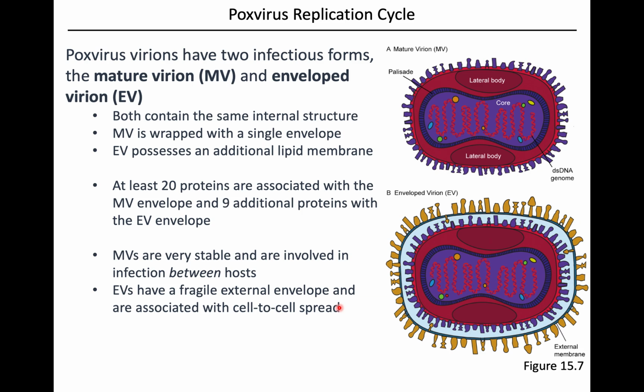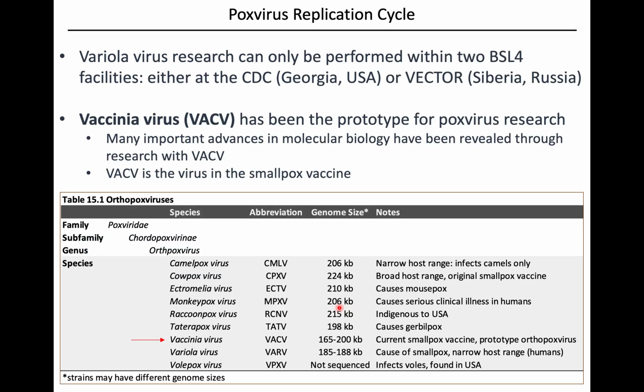So that seems to be the functional difference between those two. And just keep in mind, pretty much everything we know about this replication cycle is really coming from research with vaccinia virus. So if you really wanted to work straight up with variola, the smallpox-causing virus, in a lab setting, there's really only two places in the world you could do that: at the CDC in Atlanta or this place called Vector in Siberia. Sounds like a Bond villain or something, Vector.